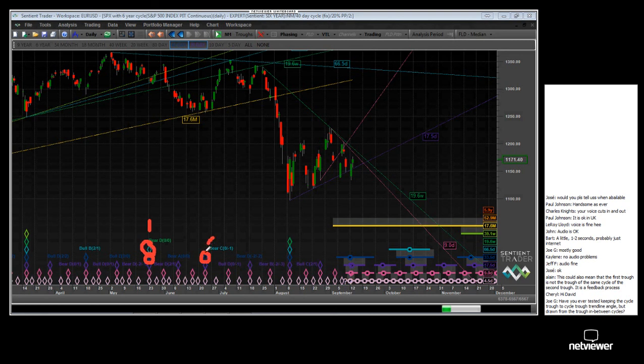Alain is indicating there. Let me show you. Here is a trough of the 40-day cycle. Here's the next trough of the 40-day cycle. Now, the first trough is also, by the principle of synchronicity, a trough of the 80-day cycle. However, the second trough is not. It's a trough only of the 40-day cycle.